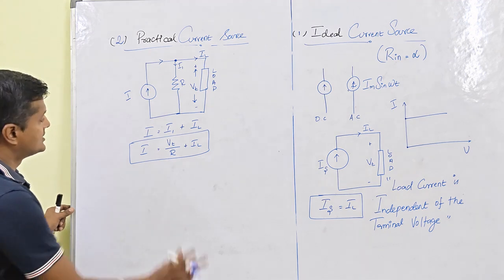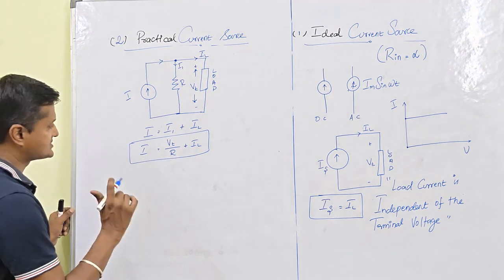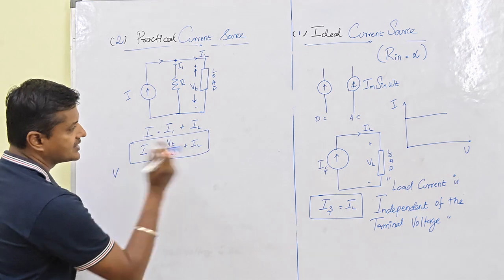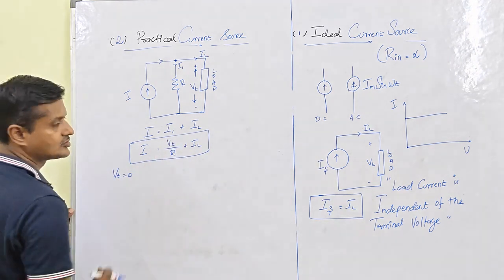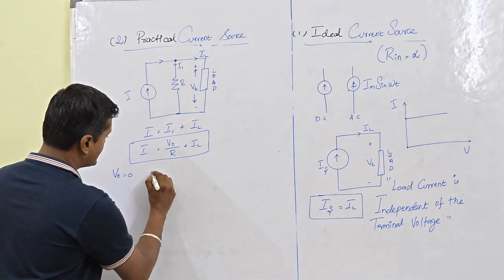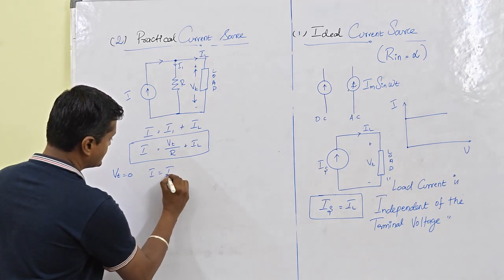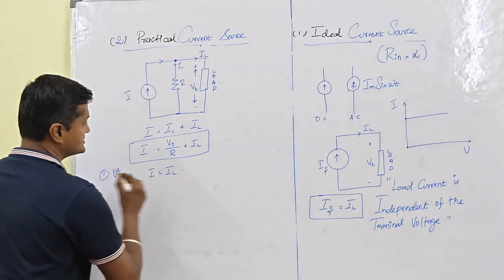Okay. So here this is an equation. So the first condition: terminal voltage VT is equal to 0. When we take terminal voltage as 0, we get I equal to IL. This is the first condition.